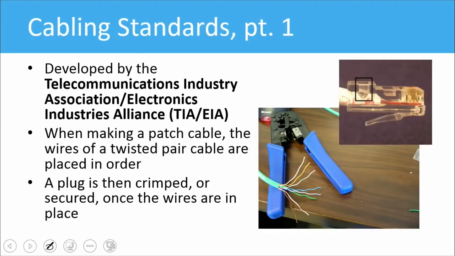All right, so these cabling standards that we're about to touch on were developed by TIA/EIA, the Telecommunications Industry Association and the Electronic Industries Alliance. When making a patch cable, the twisted pair wires are placed in order, and that's part of the standard. The order is defined. We then use this device right here to do something called crimping. That's a crimper, by the way, in order to secure our wires into an RJ45 connector. Note here that it's placed down, trying to secure the cables into the connector.